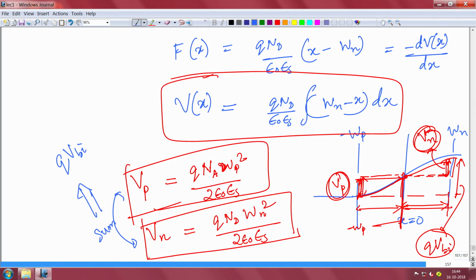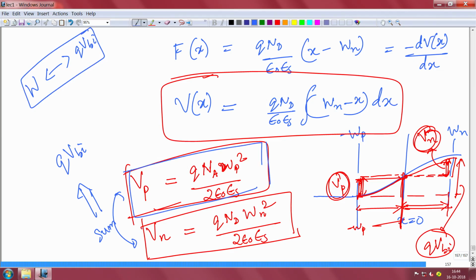Okay, good. So now what should we do? I told you we have to establish a relation between the total depletion width and the built-in potential. Till now we have gotten the potential drop on either side, and how did we get that? We got that by solving this equation. You see there is an x here, so it will be an x square term, and you can set the limit from x equal to minus Wp to x equal to 0, and that will give you the voltage drop Vp.